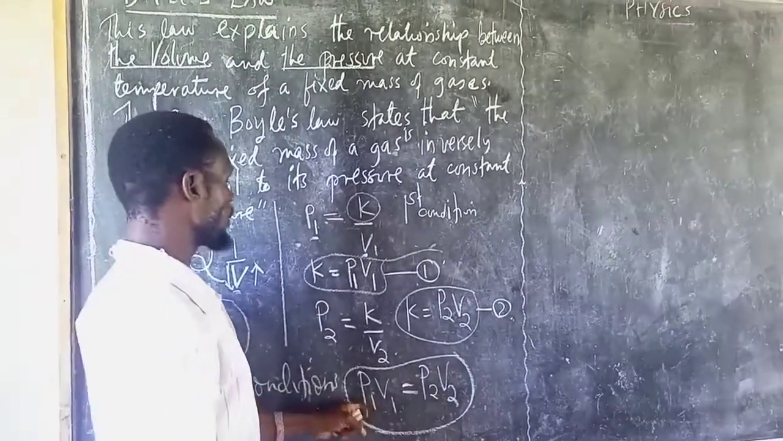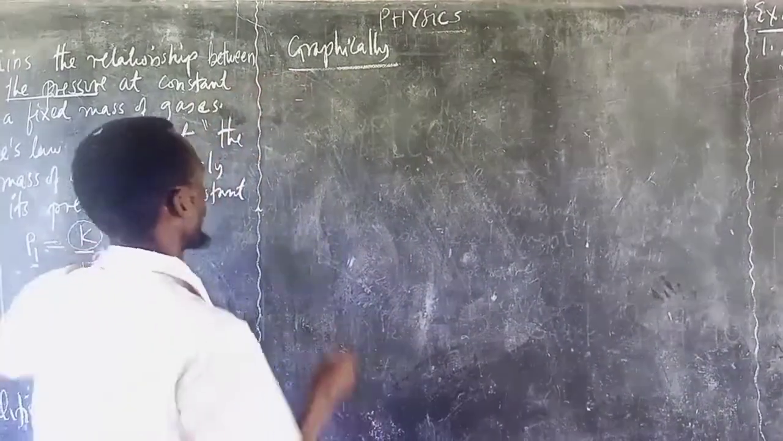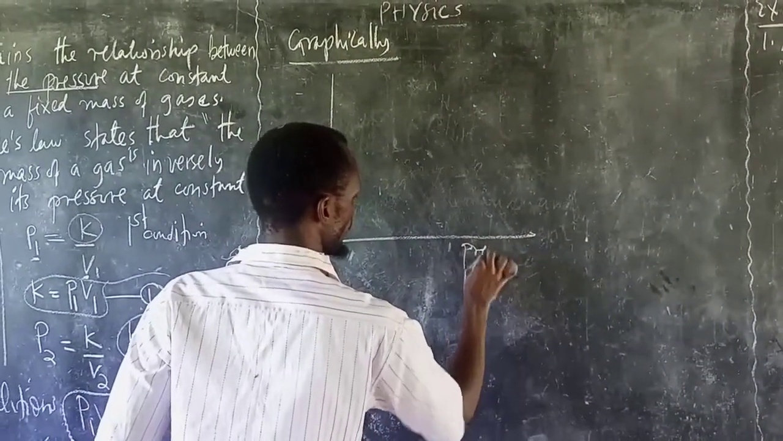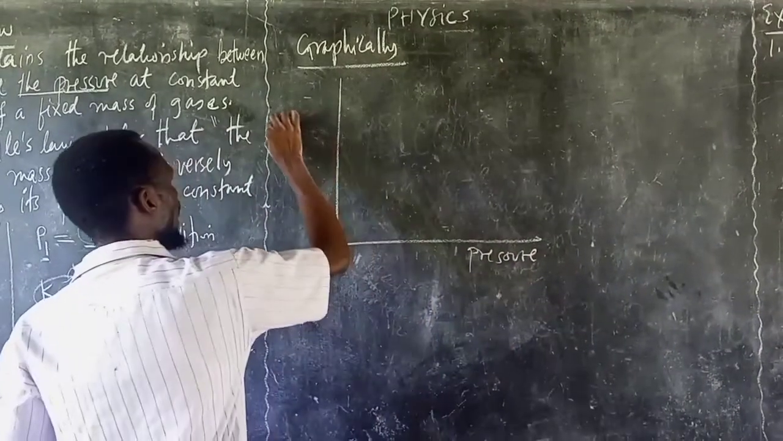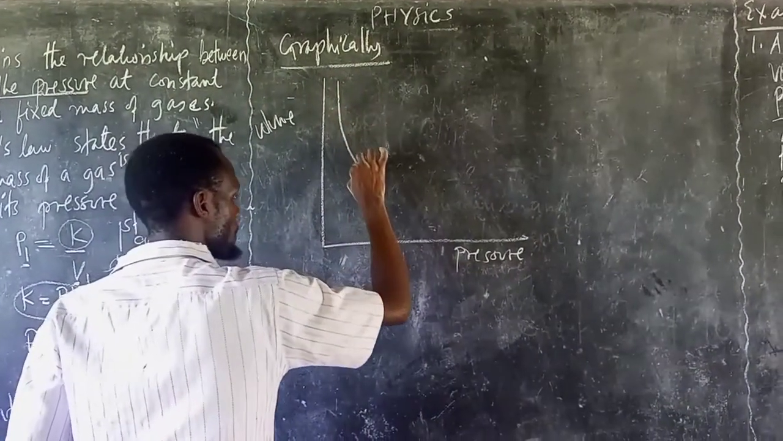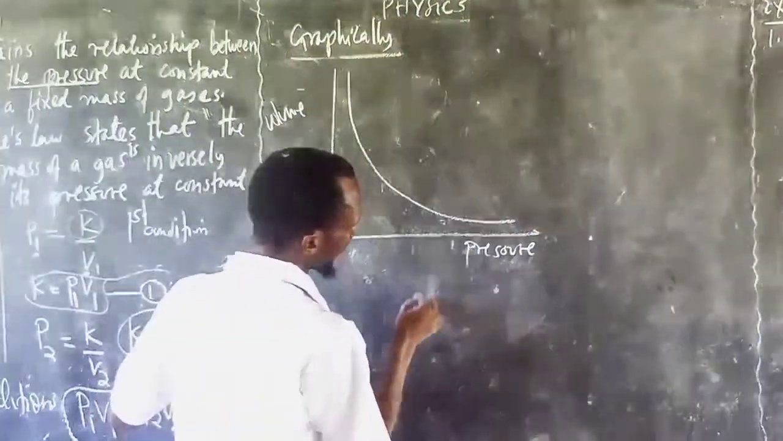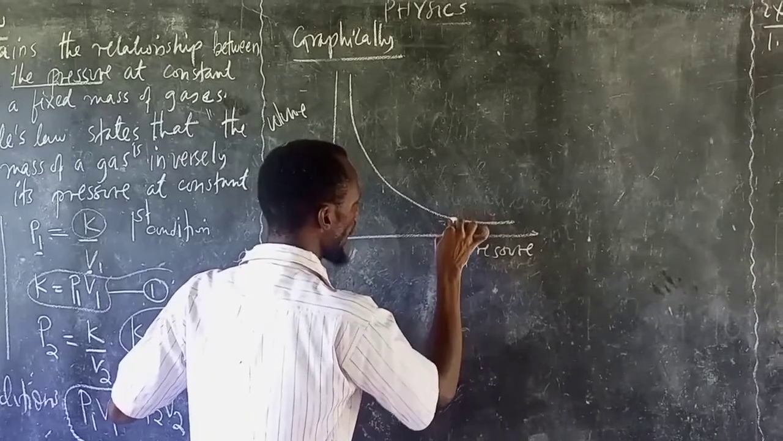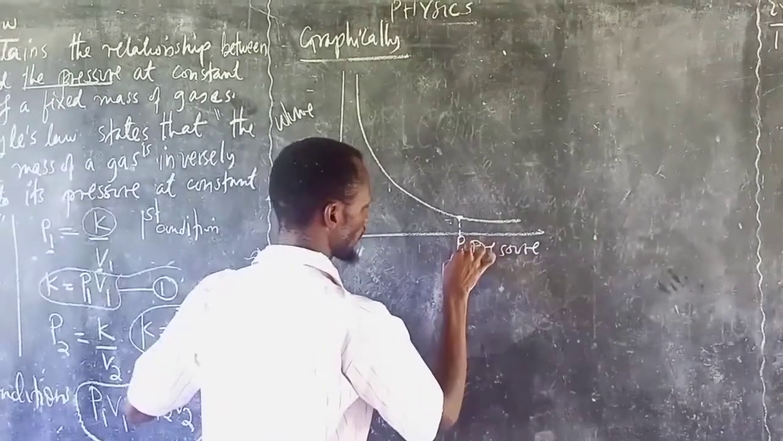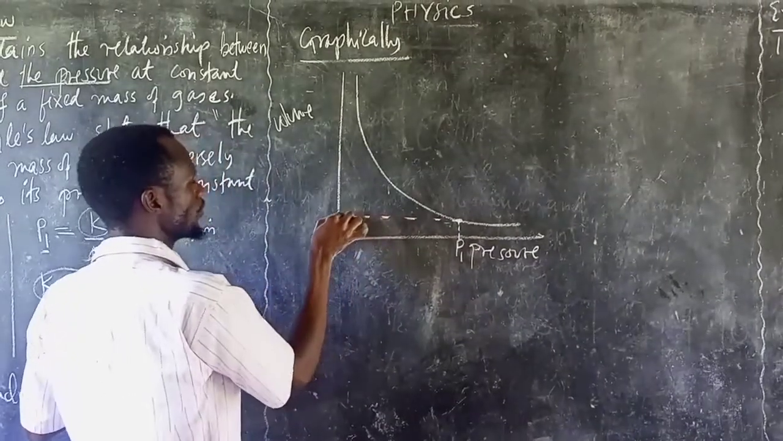Now, you can represent this law graphically. Let's plot it there. Here we have pressure, and then here we have volume. The graph will look like this one. When you start checking at this point, let's say this is pressure, pressure 1. Then you check out the volume at this point. This is V1.